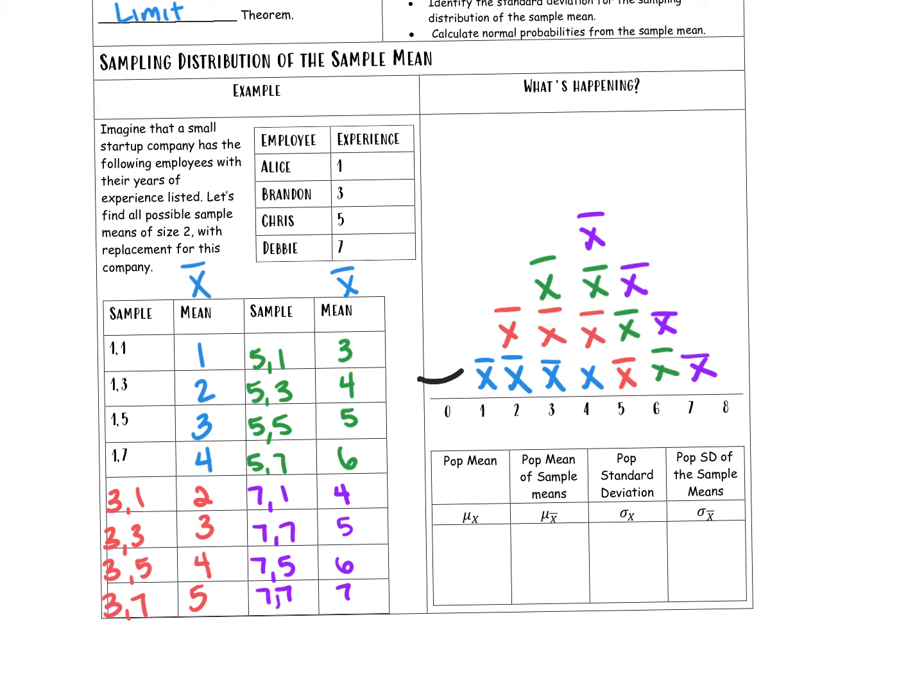And remember, if we draw a curve over this, we can see that this is a normal or symmetric distribution. It's the bell shape. And this does not happen by coincidence.